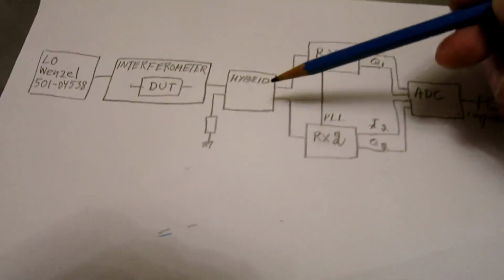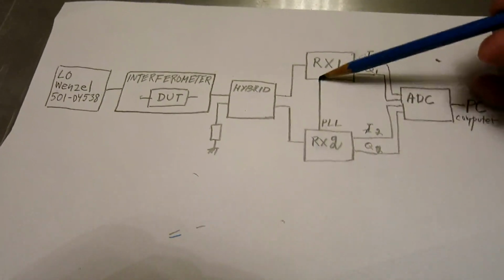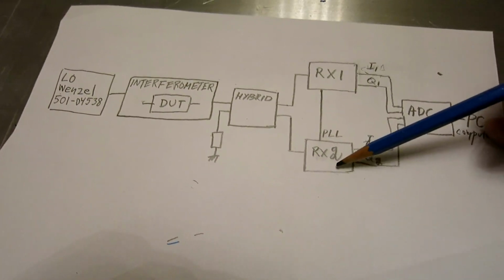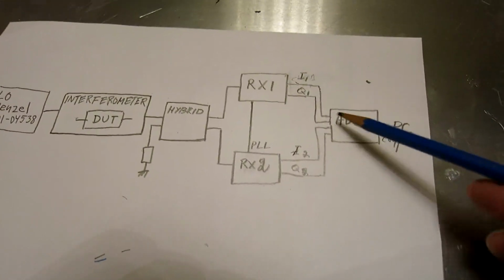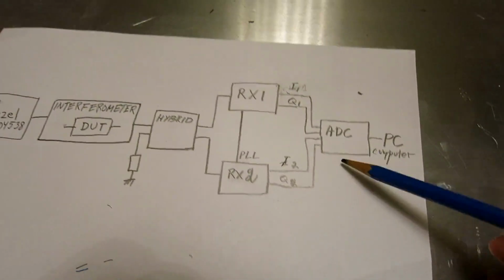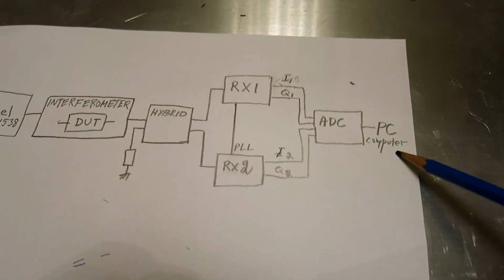Anyway, the interferometer is followed by a hybrid that splits the signal into two, and then I have two receivers, and that allows me to do correlation because I have then a 4-channel A to D converter, a UADC4, and the PC to run Linrod in it.